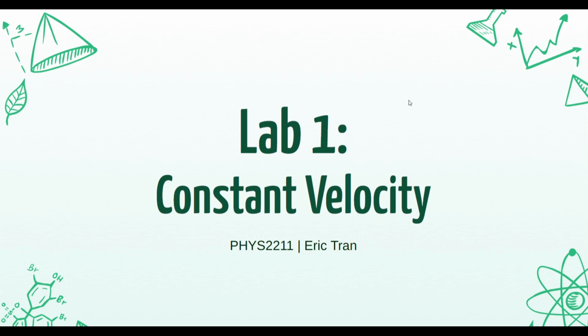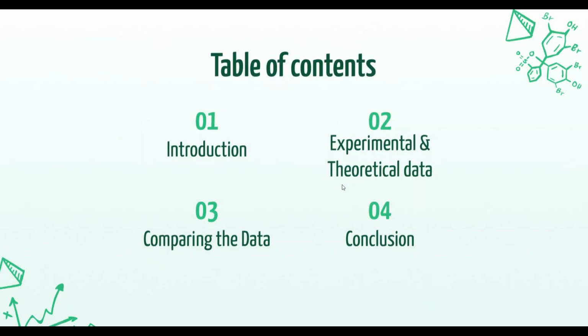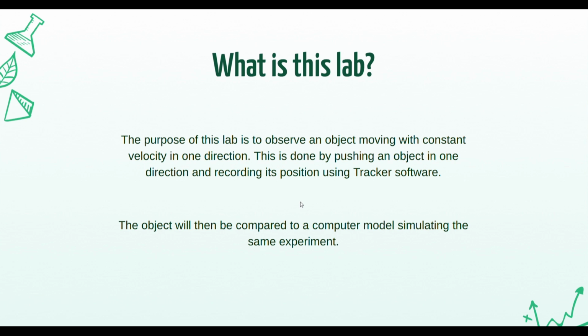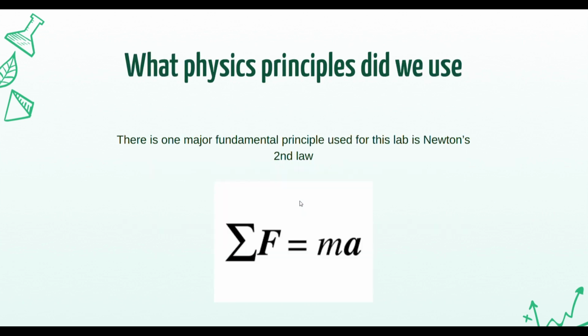Today we'll be going over Lab 1, also known as the Constant Velocity Lab. So here's a table of contents. Our introduction: what is this lab? The purpose of this lab is to observe an object moving with constant velocity in one direction. This is done by pushing an object and recording its position using the Tracker software. We'll also be making a computer model to simulate the same experiment.